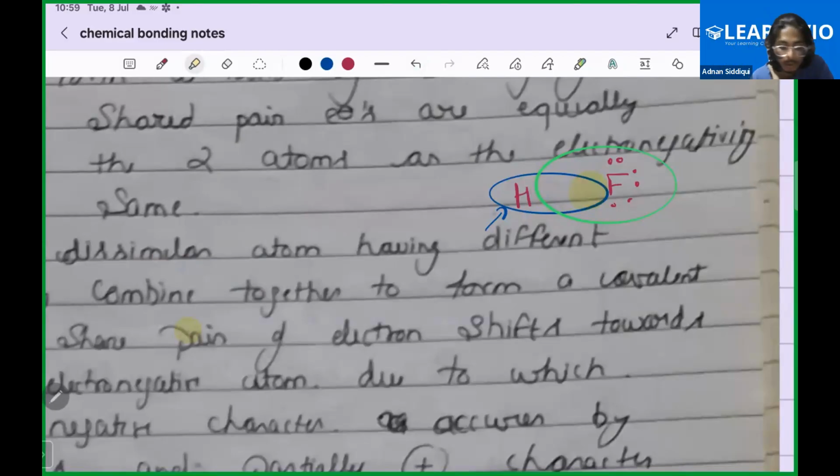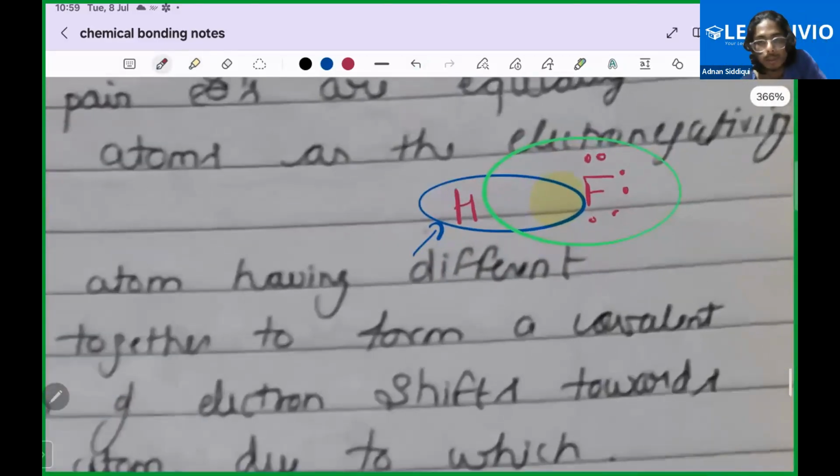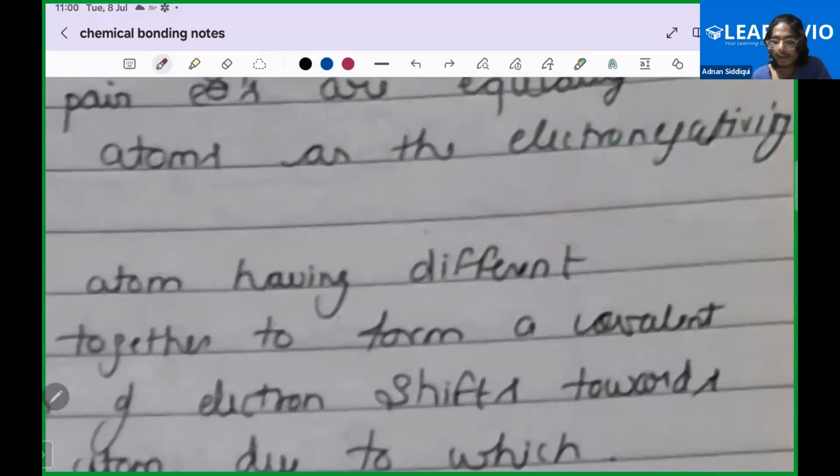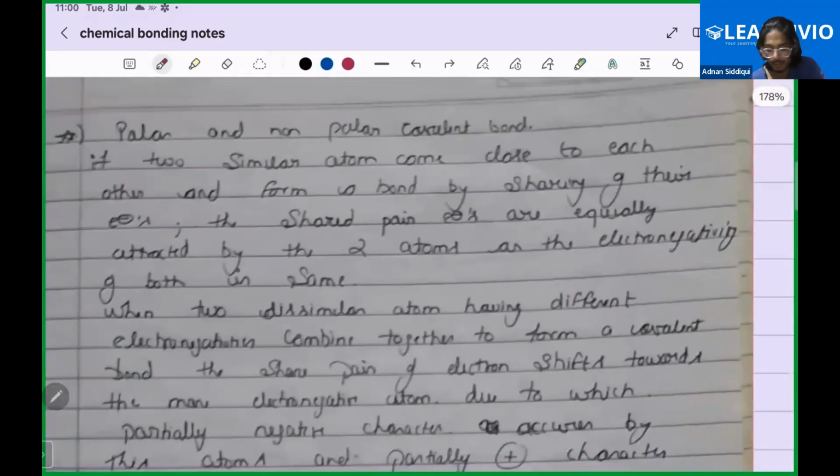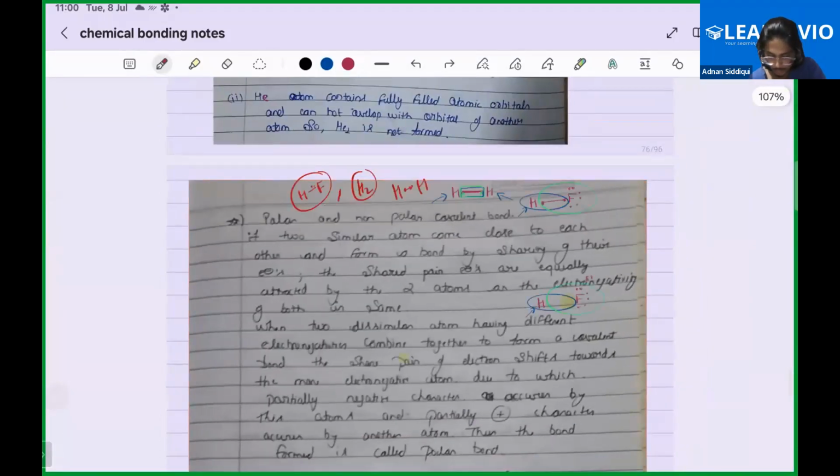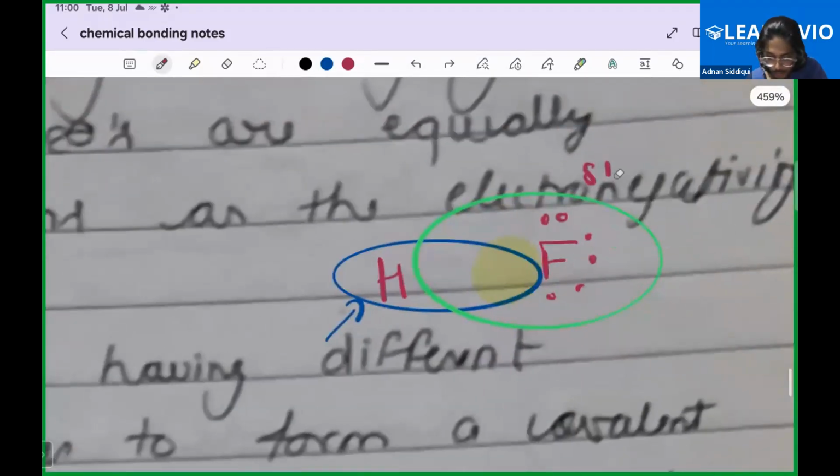Due to which, I told you something about partial positive and partial negative charge. When the charges are developed only due to the shifting of the electron cloud, we will use partial positive or partial negative. As the fluorine is having what? Negative charge, so I will show it like partial negative. It means the bond is not broken. The bond is still intact, but the electron density is shifted towards fluorine.